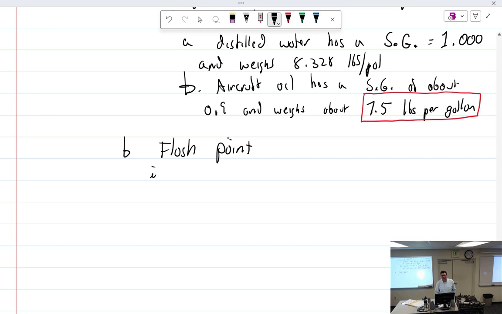I don't think you'll ever run into a situation, especially with me, where it's going to be, is it 7.5 or 7.2? I'm going to say 7.5, and probably when you get into weight and balance, I think they're going to use 7.5 as well, because they're older than I am.